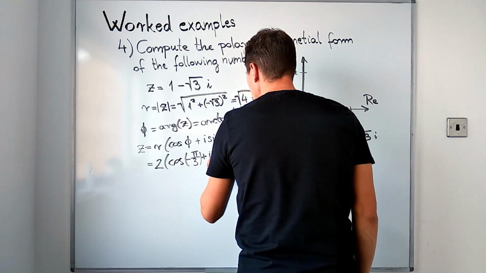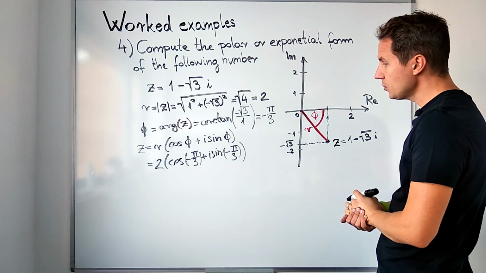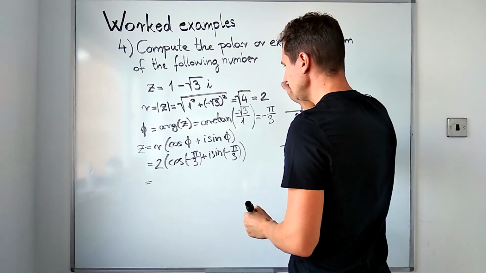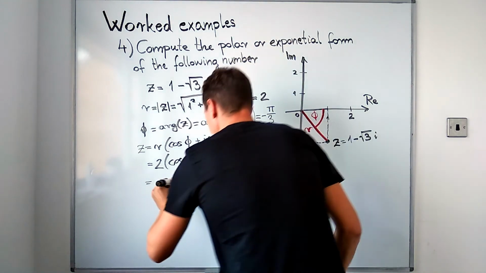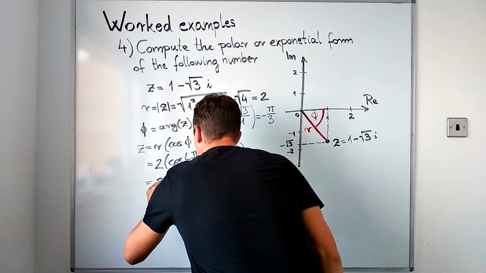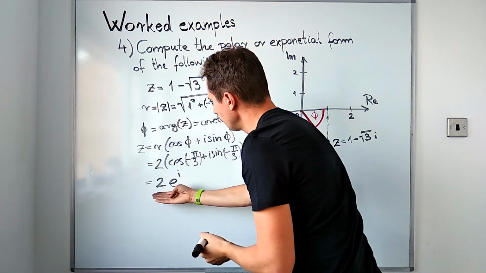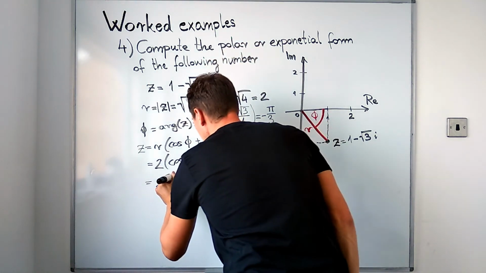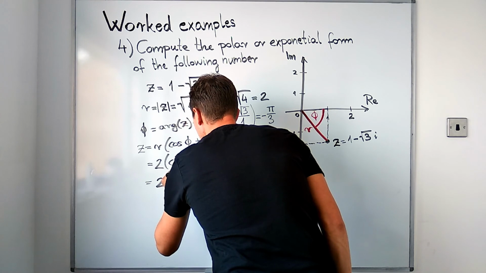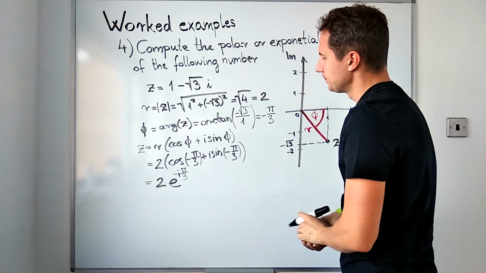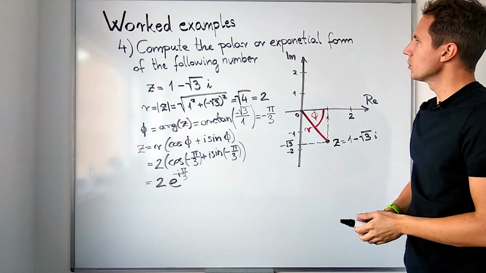And if you want to write this in the exponential form, you have to take these two numbers again, the modulus and the argument, and you just take modulus times e to the I times the argument, so it's twice e to the minus I times pi over 3. Okay, this is the solution to our problem.